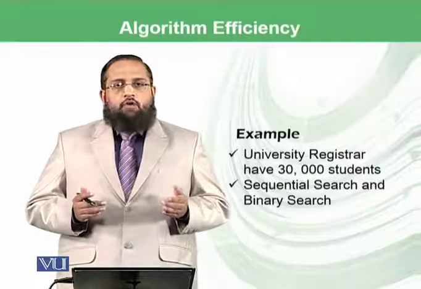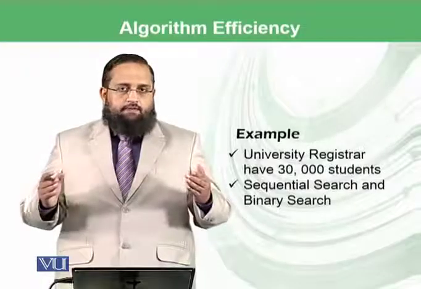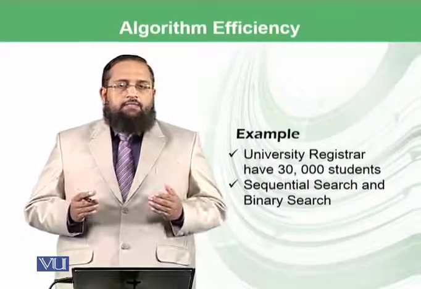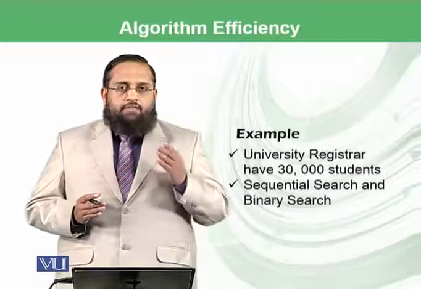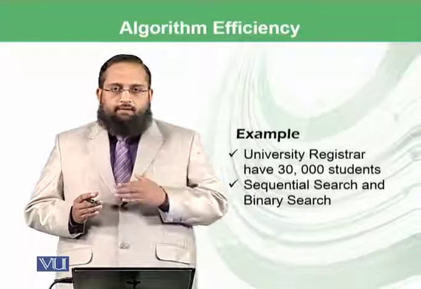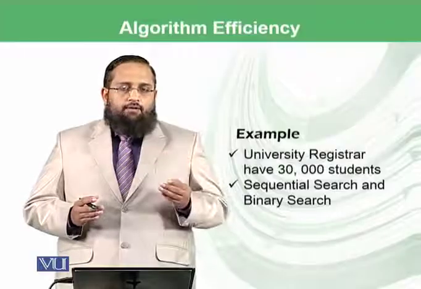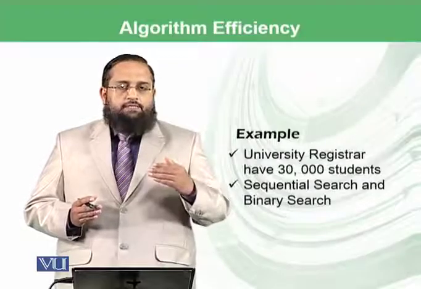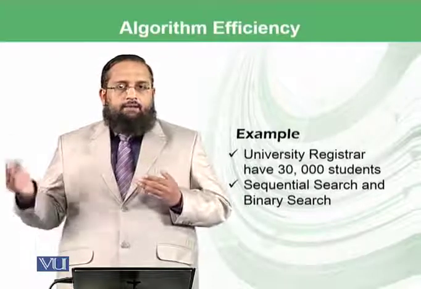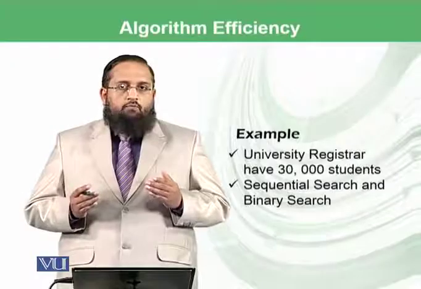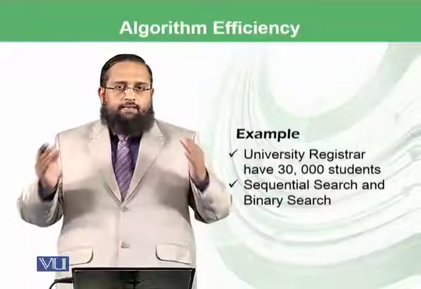Suppose your university registrar has a list of 30,000 students, and those 30,000 students have been sorted by their registration number in ascending order. This means the registration number at the start is the minimum one, and then it is incremented until the last one. Now we want to search for a particular student from that list.